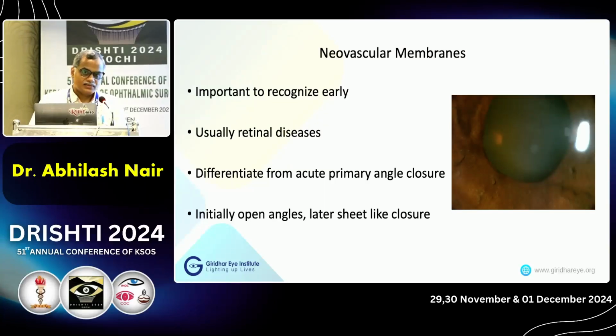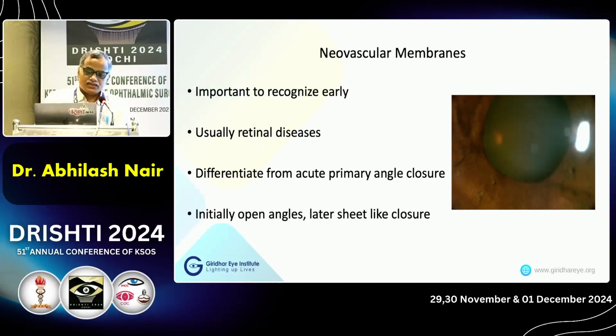And for this you could ask for the history, because there may be a history of retinal problems earlier, but also the anterior chamber is typically deeper in such a situation, while in acute angle closure glaucoma the anterior chamber has to be shallow. You can take cues from the other eye also. Initially the angles may be open, which is when you have to catch these patients, because otherwise it becomes a headache for treating the glaucoma part.